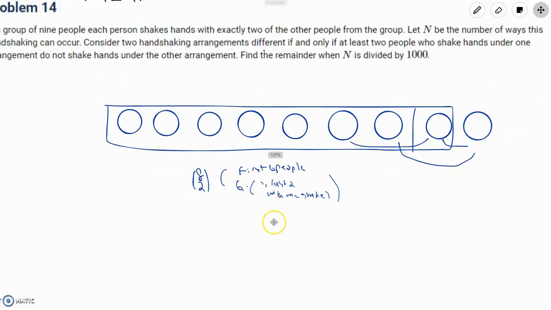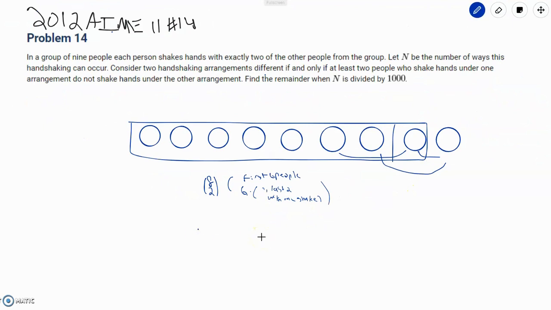So I'm going to call f of n. So f of n is equal to the number of ways that n people can shake hands, assuming no one shook yet, and satisfies the problem constraints, of course. So what we're trying to find is f of 9, because that's when we have 9 people and no one has shook yet. And I'll call our other state g of n.